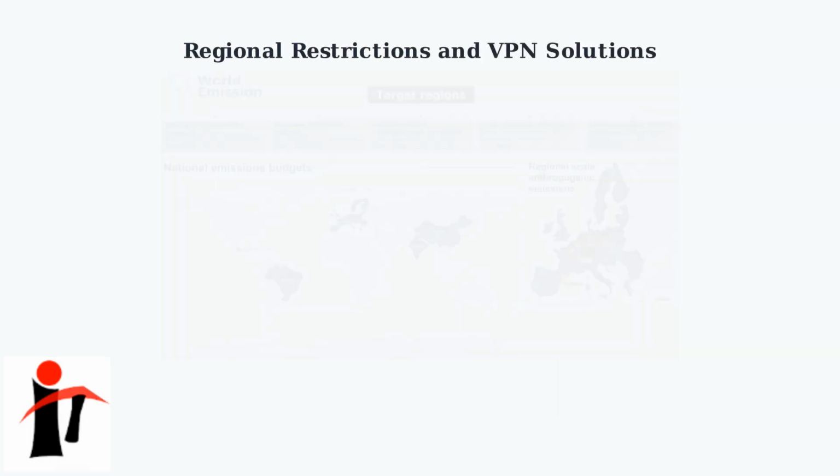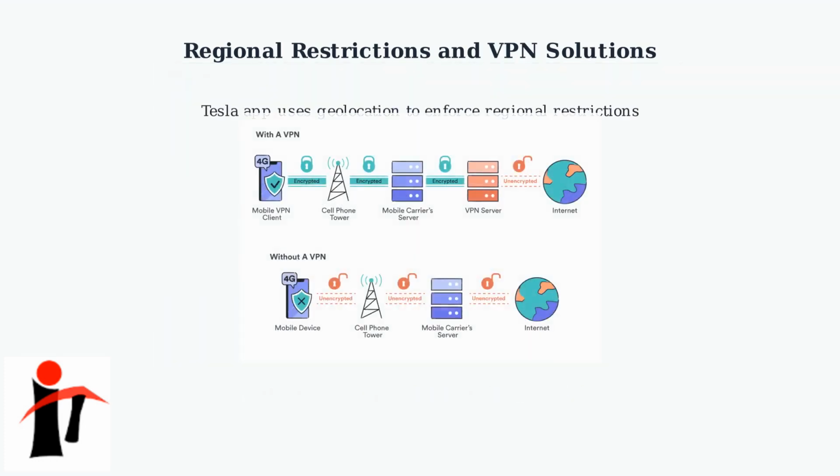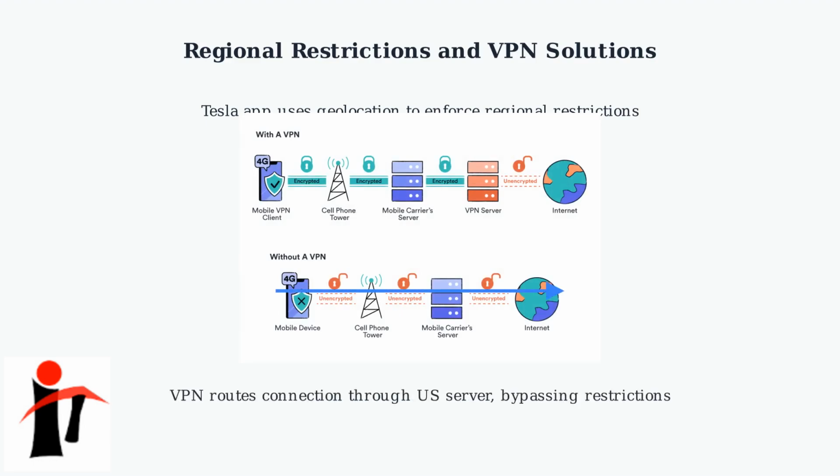In regions like Europe and Asia, stricter emission regulations can disable the fart mode by default in Tesla app settings. This is due to noise pollution laws and environmental standards that restrict vehicle sound modifications. The Tesla app depends on geolocation to determine which features to enable or disable. To work around this, some users connect via VPN to a US-based server, where the fart mode is more accessible. This exposes how the app checks your location to control feature availability.